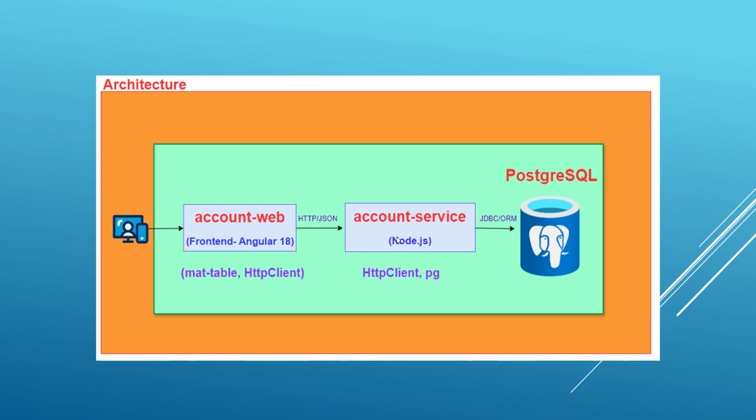Next, on the backend side, we are going to create our account-service backend application using Node.js. In that, we are going to use the pg module, through which we are going to connect with our PostgreSQL database, and we will call various HTTP methods like get, post, put and delete, through which we will achieve our CRUD functionalities.